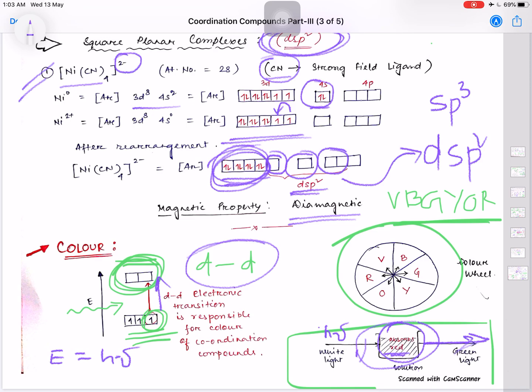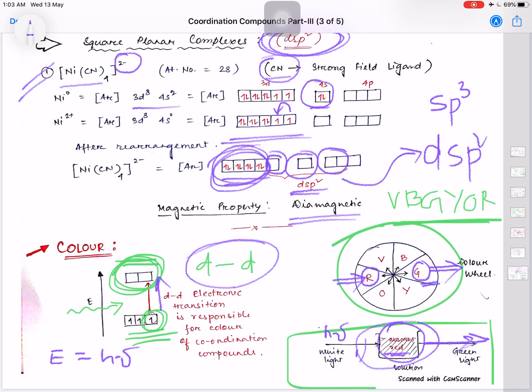Okay, now according to the color wheel, the opposite color for red is green. This concept of the color wheel tells us that if any compound or any substance or any solvent absorbs any color, in this case red color is absorbed, then the light that is coming out, the light that is emitted, will show the complementary color. Okay, meaning in this solution red color is being absorbed from the white light, so the light coming out of this solution will be seen as green colored.